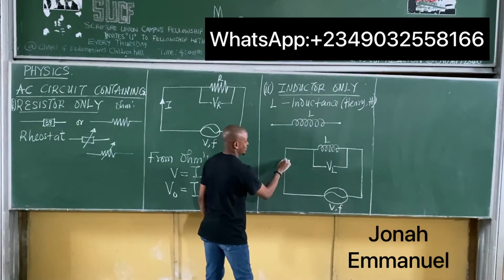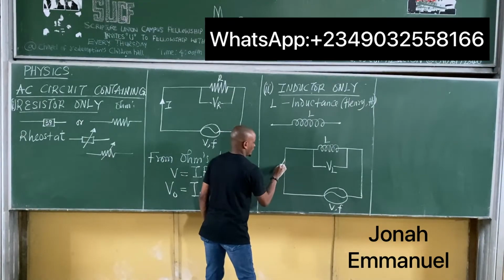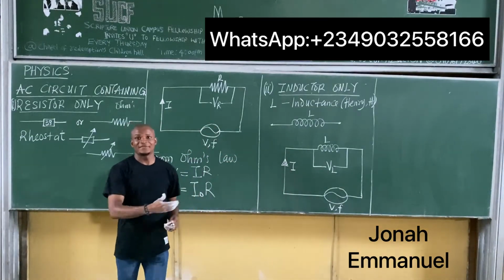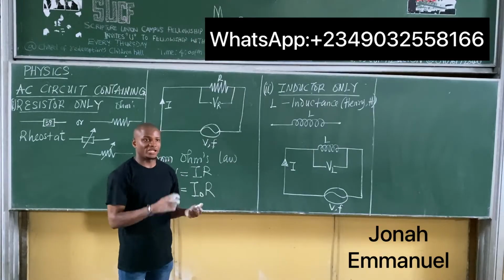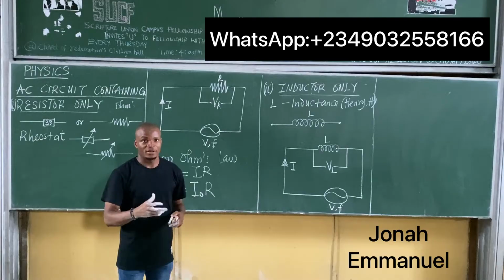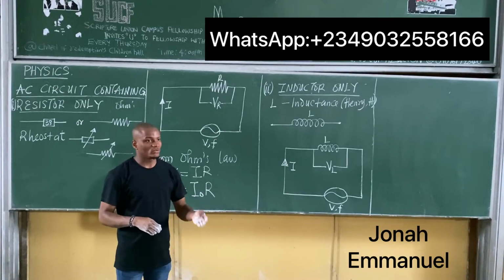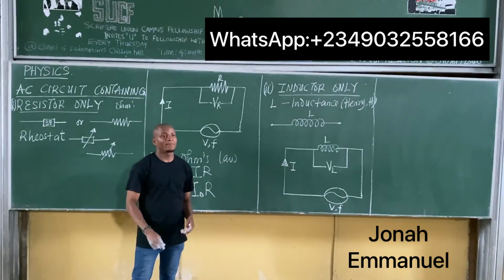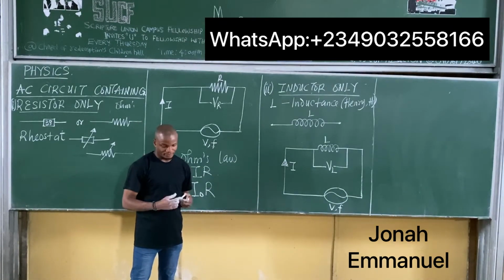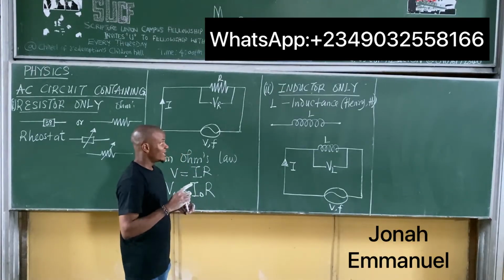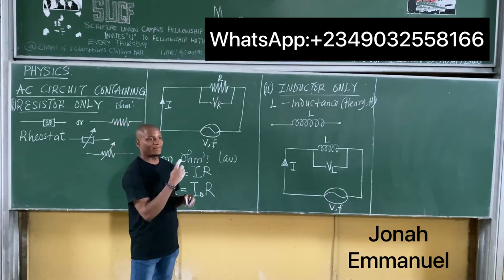Of course, one last thing, your current flowing this way. So you have I. So this is basically your diagram. Observe the same thing. I just changed the R to L. I changed the circuit symbol, and I changed VR to VL. That's all. So this is AC circuit containing inductor only. Take that please.